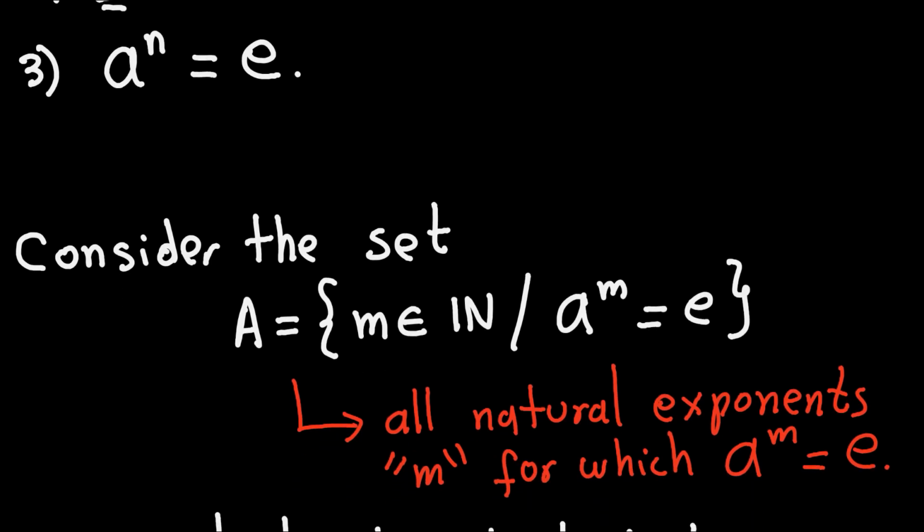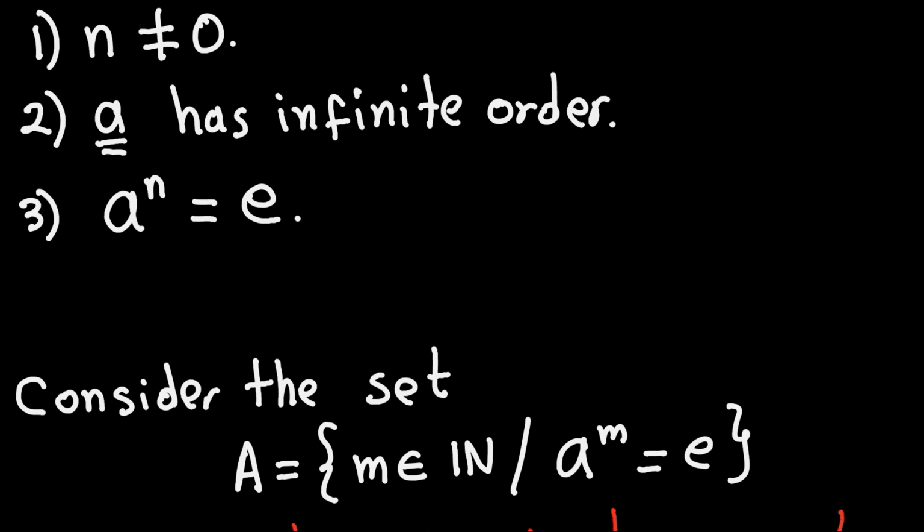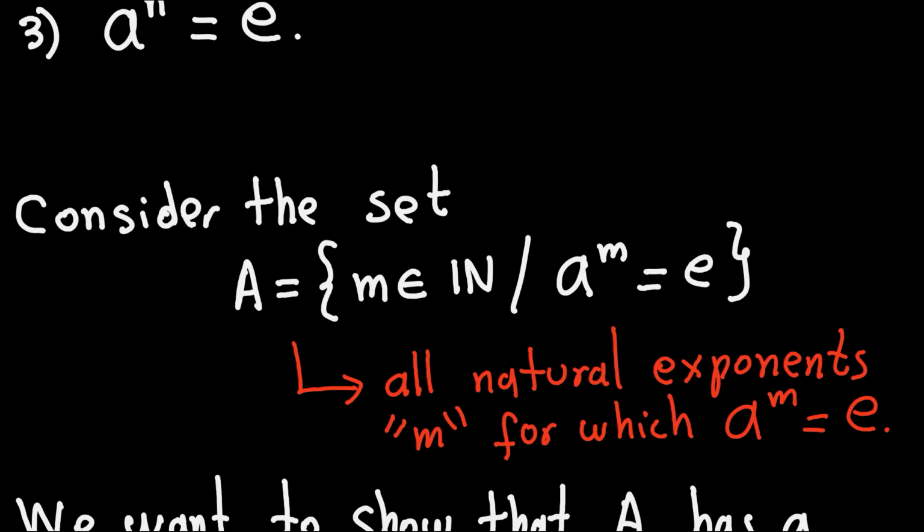I'm going to take a set here, and the idea for the proof by contradiction is that we're actually going to prove that a will have finite order. The well-ordering principle is going to play a big role in this proof. So for the proof, we're going to consider this set A of all the natural numbers for which the nth power of a is the identity. If you want to describe it in words, they are all natural exponents m for which a to the m is the identity. Remember, this is the set builder notation for A. We're going to apply the well-ordering principle to this set to show that a will have finite order. That's basically the idea.